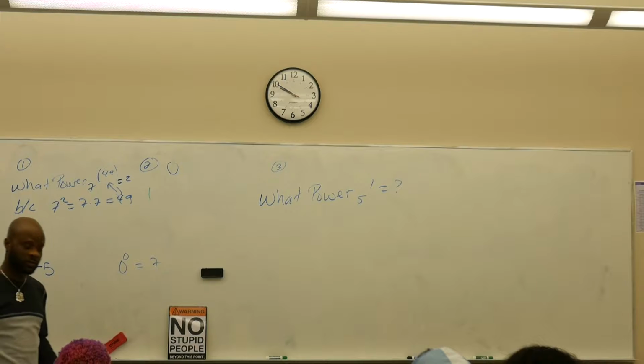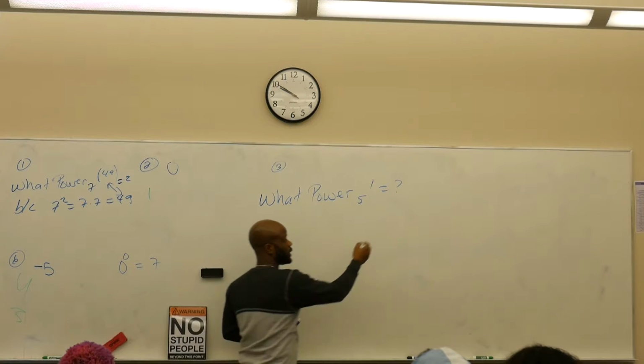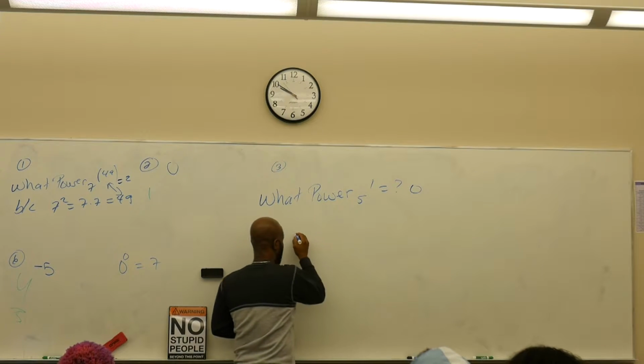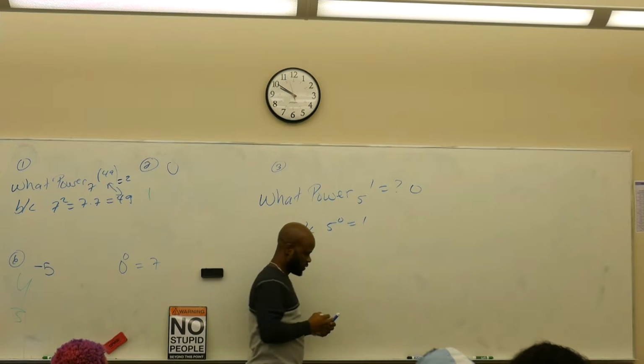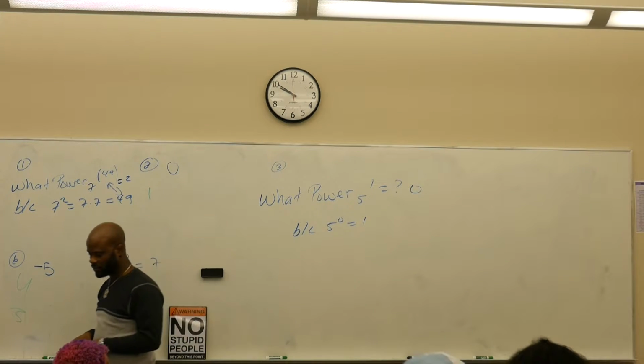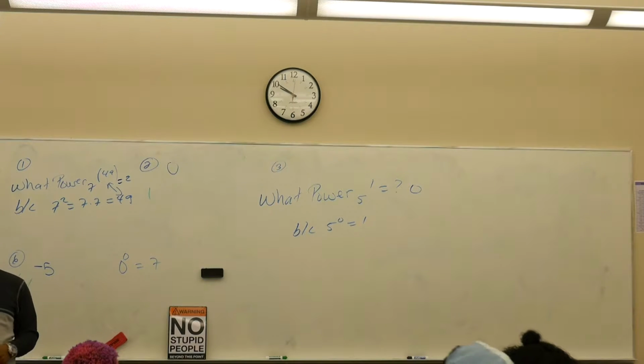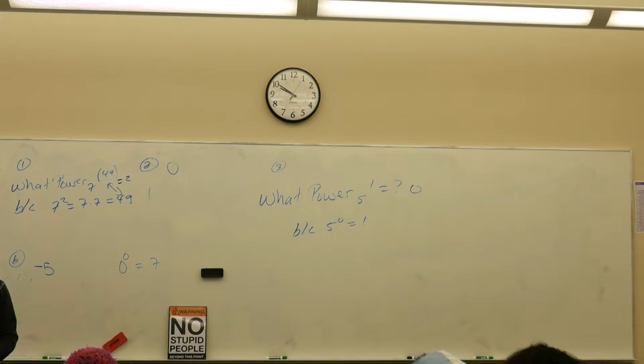Because 5 to the 0 is 1. From our properties of exponents, anything that is not 0 raised to the 0 power is always 1. Questions?